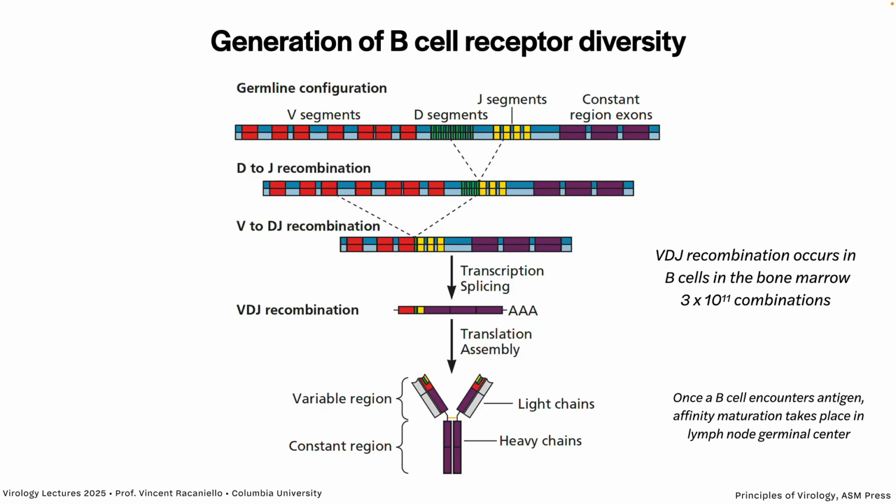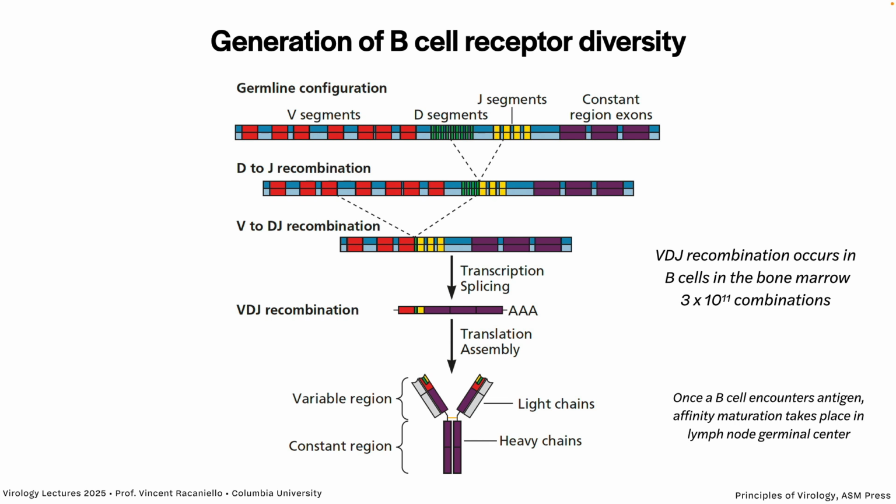Now, I want to briefly talk about the generation of antibody diversity. So this starts in the bone marrow, where the B cells are maturing. And all the genes to make up the antibodies are at a locus here. That's the germline configuration. And we have constant regions, variable segments, D and J segments. And these undergo recombination and transcription and splicing to give you the mRNA that is translated to make an antibody.